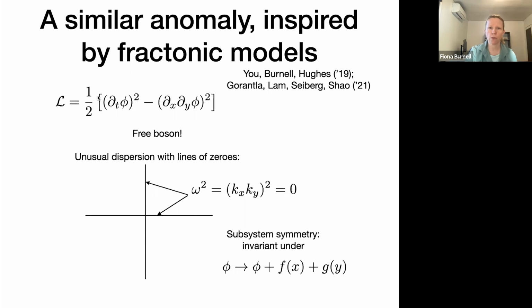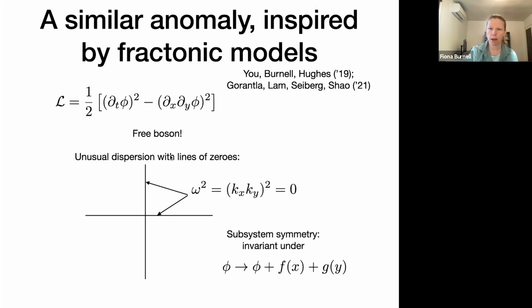And so let's think about an action that's very similar to the one that we wrote down. I have (dt phi) all squared, but instead of just dx phi, I'm now going to go to 2+1 dimensions, and I'm going to write down a kinetic term (dx dy phi) all squared. So again, this is some kind of free boson theory, but it's got a very unusual dispersion relation. In particular, this dispersion relation has lines of zero modes, because we have omega squared equals (kx times ky) all squared.